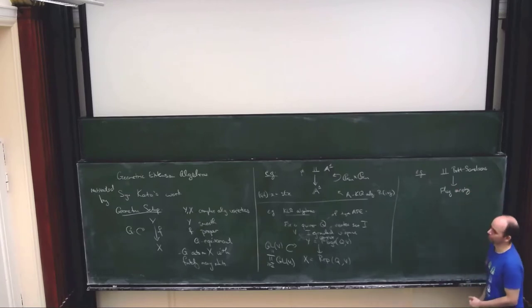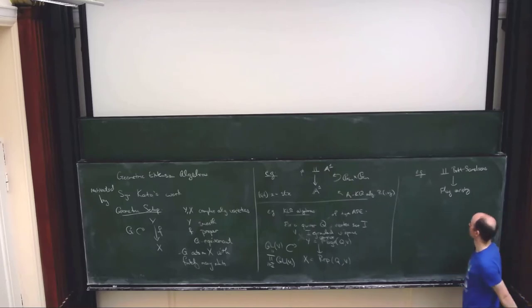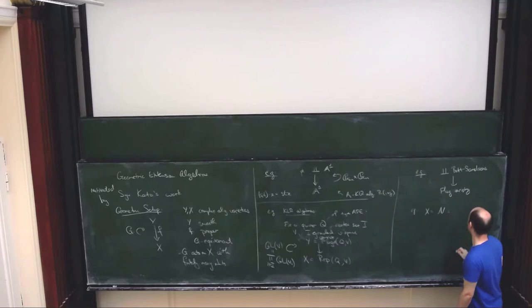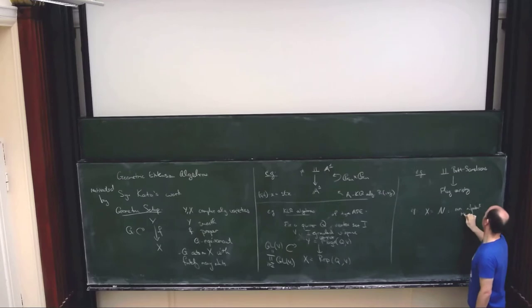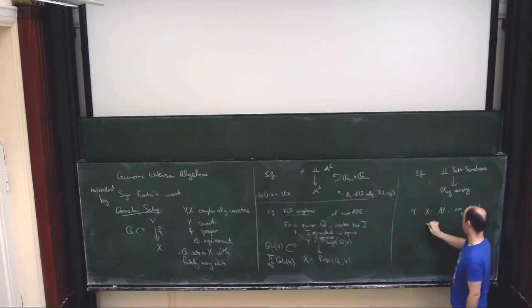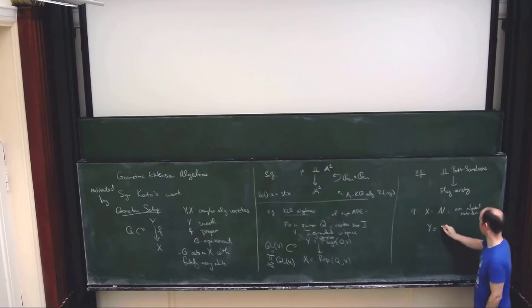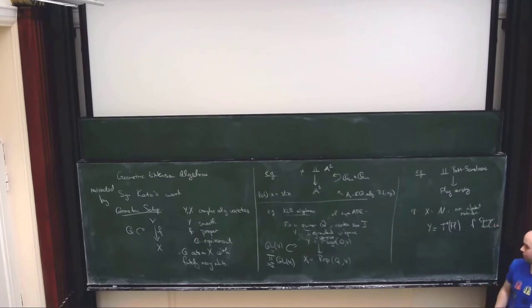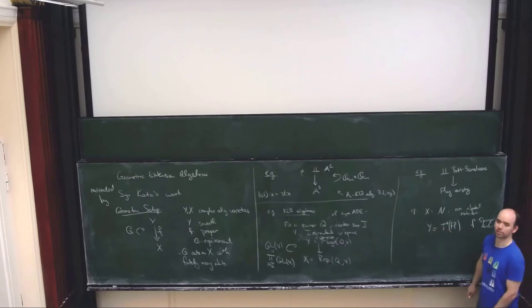Another example that fits this setup is you could take X to be N, the n by n nilpotent matrices, and Y to be the cotangent bundle to the flag variety, and then F is the Springer resolution that also satisfies all these properties.